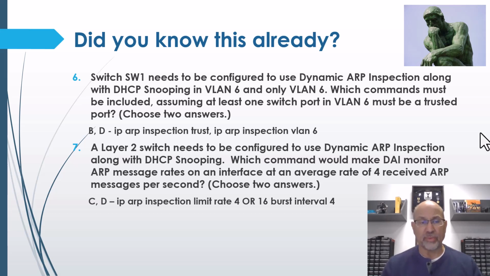And last but not least, question number 7, a layer 2 switch needs to be configured to use dynamic ARP inspection along with DHCP snooping. No surprise. Which command would make DAI monitor ARP message rates on an interface at an average rate of 4 received ARP messages per second? Okay, so this is the rate limit question, but also the burst rate. So there were 2 answers in this particular question. One is if you just set a rate limit of 4. So if I got 4 messages in a second, that would be 1, or if I got 16 in 4 seconds, that would be the same ratio. And so those 2 answers, C and D, were for question 7.